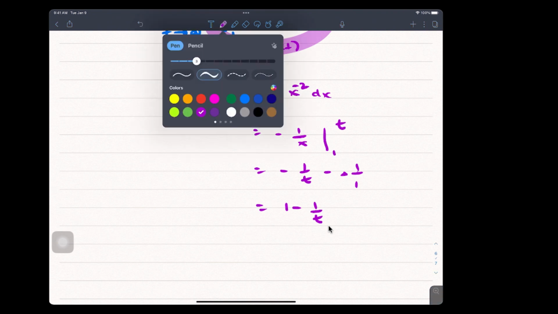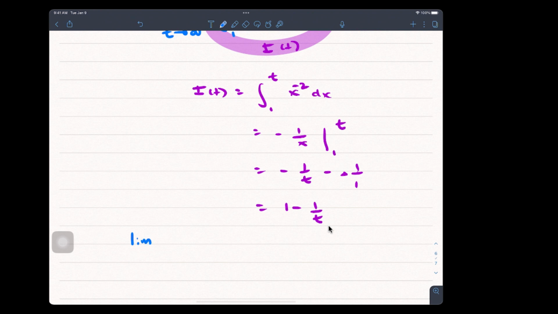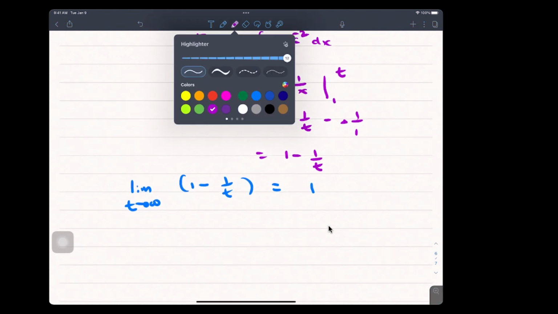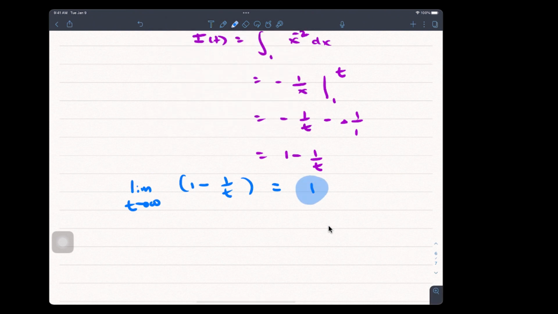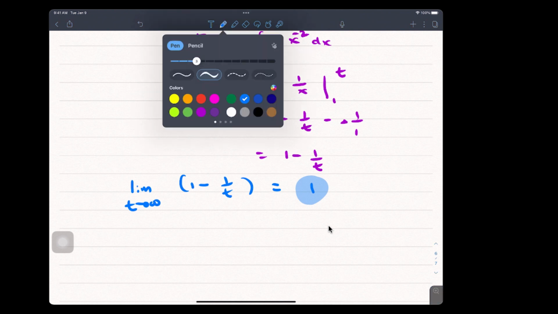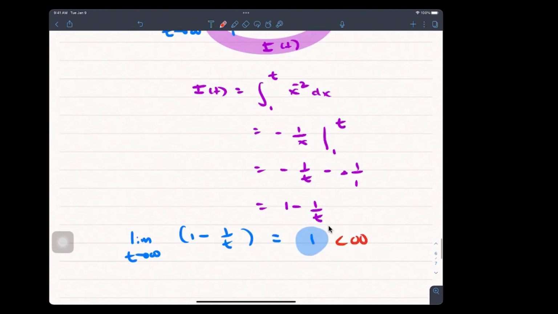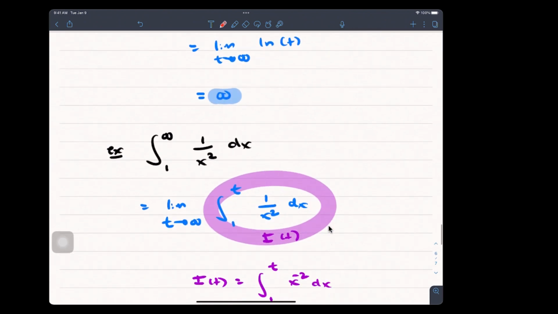If you take the limit now as t goes to infinity, what do you get? This equals 1. Easy peasy lemon squeezy. That integral is 1 here. Now, you know that this number is smaller than infinity. So what we're saying is ultimately this integral is smaller than infinity. This means we have convergence.